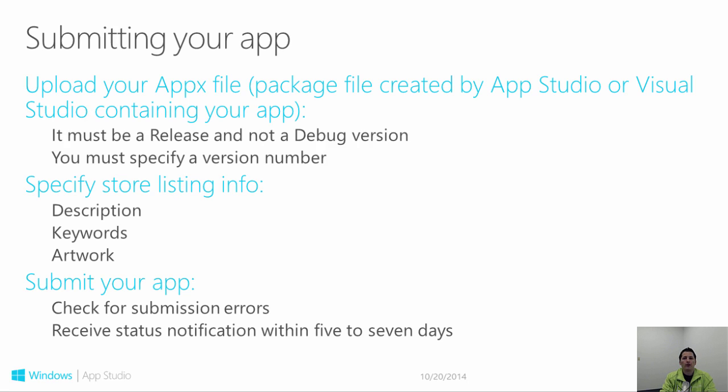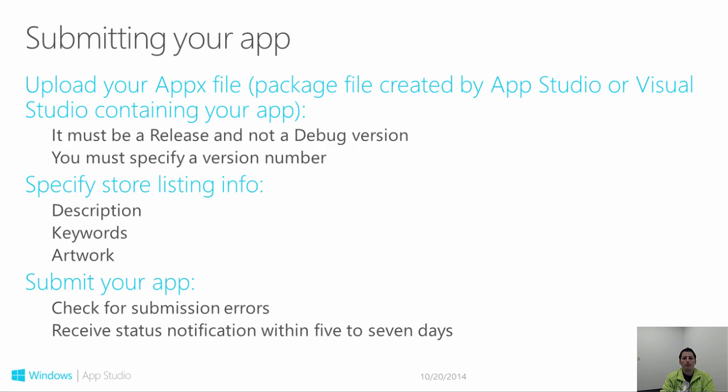You can use an AppX file created by App Studio directly, or you can use one produced by Visual Studio. If you compile an AppX file from Visual Studio, make sure you choose Release Build as you just saw in the demo. Additionally, you must specify a version number when building your AppX.